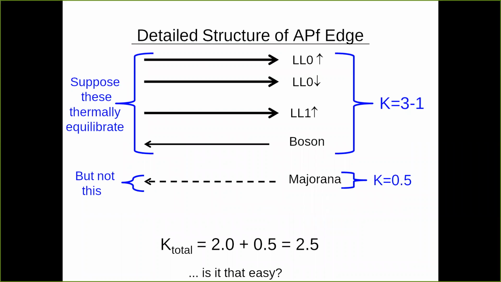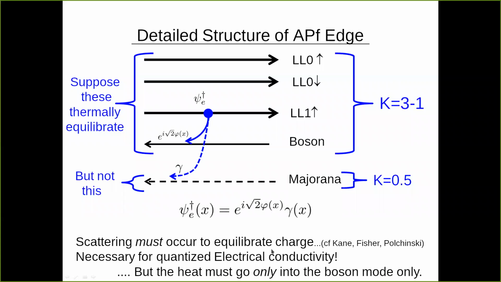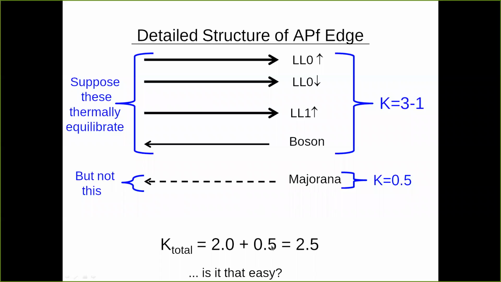So my claim is the following. Let's suppose that these 4 edge modes are thermally equilibrating, but the Majorana mode is not. So then we have 3 minus 1 modes over here, all agreeing on what the temperature is, and then 0.5 not agreeing on what the temperature is. So then we have 2 from all these modes, 3 minus 1, plus 0.5, adding in parallel to give us 2.5. Now that sounds pretty easy.